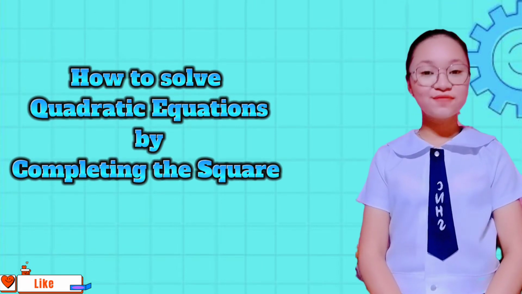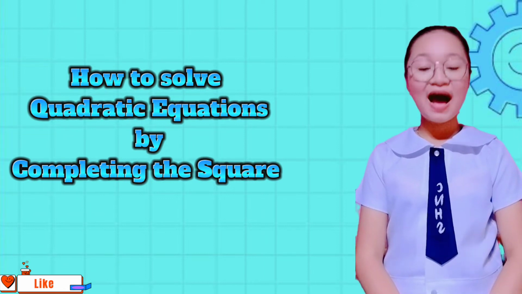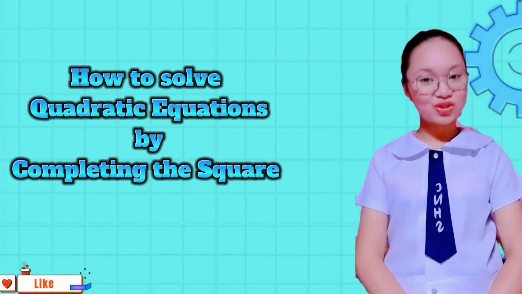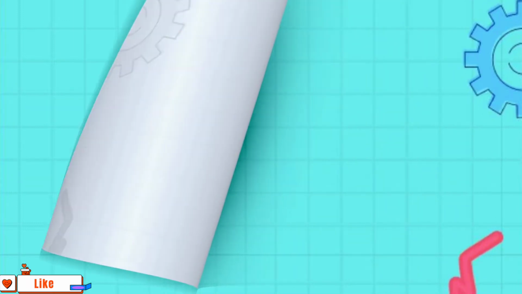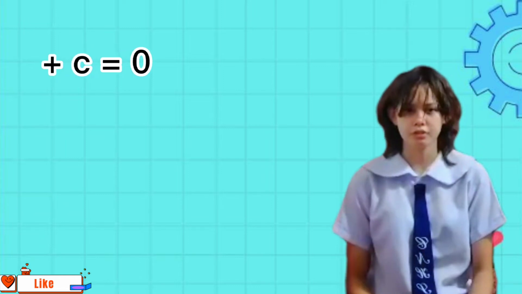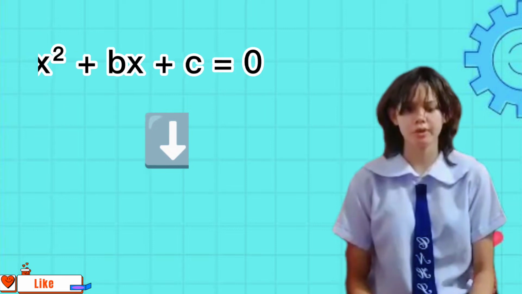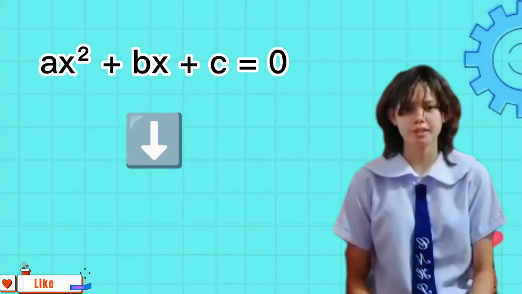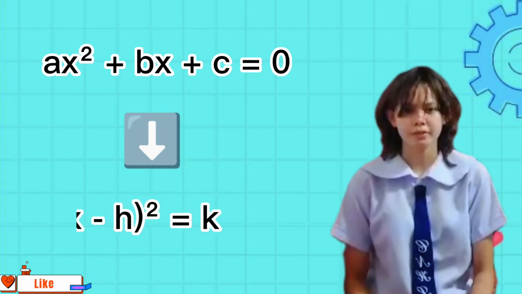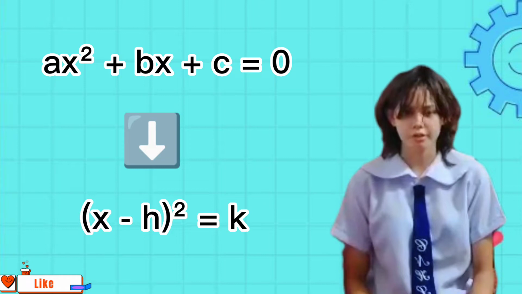For today's video, me and my friends will explain to you how to solve quadratic equation by completing the square. Completing the square is another method of solving quadratic equation. This method involves transforming the quadratic equation ax squared plus bx plus c equals 0 into the form (x minus h) squared equals k, where k is greater than or equal to 0.